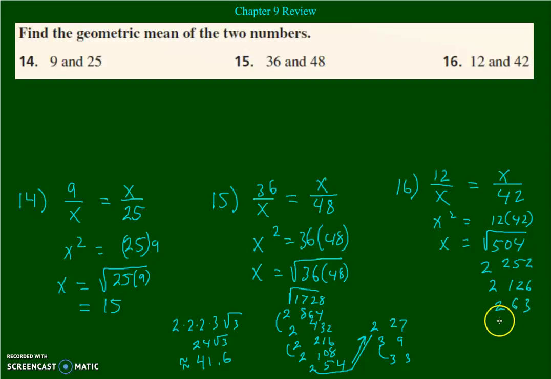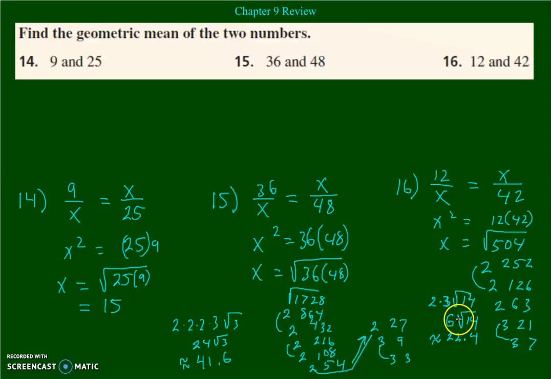2 doesn't go into that. 3 goes in 21 times. And 3 goes in 7 times. So we have 1 pair of 2's and 1 pair of 3's. So that's 2 times 3, which is 6, square roots of 14. So that's 2 times 3, square roots of 2 times 7, which is 14. 6 square roots of 14, which is approximately 22.4. These are the exact values here.